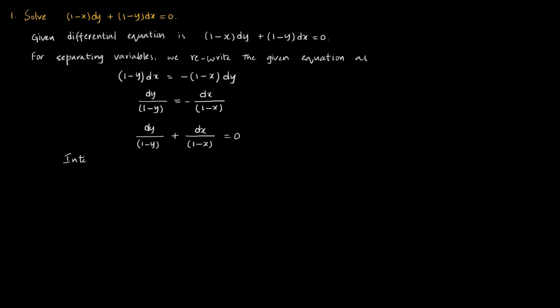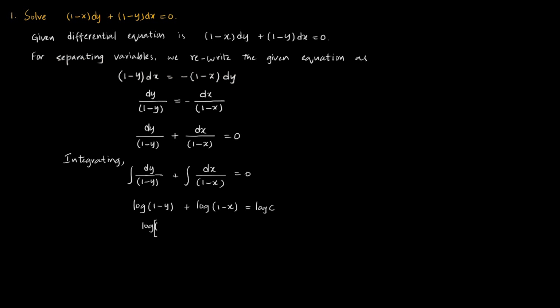Now integrating the equation, we get integral dy by 1 minus y plus integral dx by 1 minus x equals 0, implies log of 1 minus y plus log of 1 minus x equals log c, implies log of (1 minus y)(1 minus x) equals log c. Since log m plus log n equals log mn, cancelling log on both sides, we have (1 minus y)(1 minus x) equals c, which is the required solution.